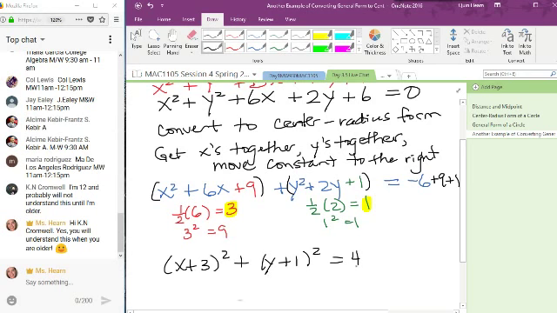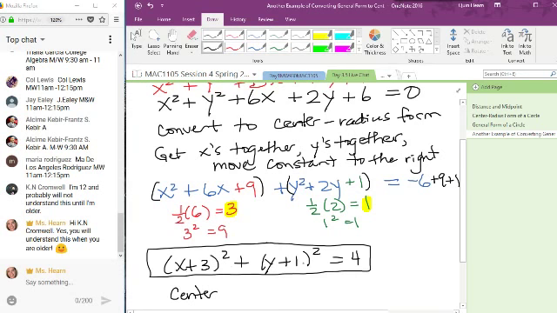So if I were to ask you what is the center radius form, we're done. That's what I asked you to find. But if I were also to ask you to identify the center, you would look at the opposite of these two numbers. So the x coordinate of the center would be negative 3. The y coordinate of the center would be negative 1. And to identify the radius, you look at the square root of 4, which is 2.